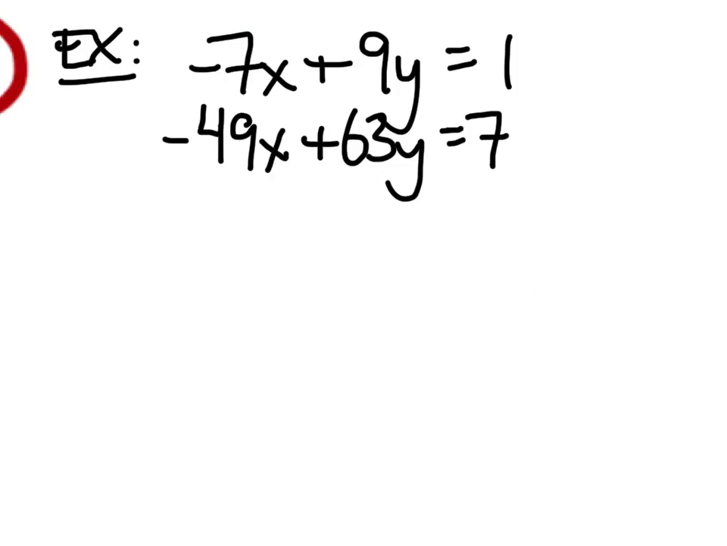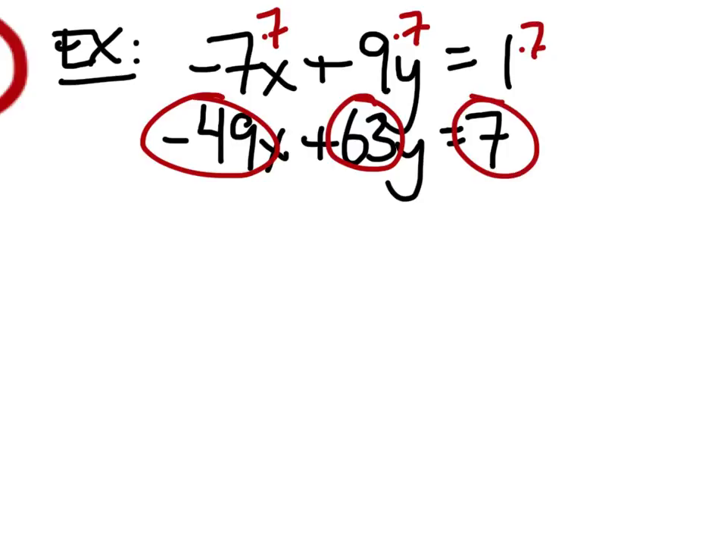What you're doing is looking, seeing that negative 7 times 7 would give me this negative 49. 9 times 7 is the 63. 1 times 7 is the 7. So you wouldn't have to do any more work. Bam. Infinite solutions.